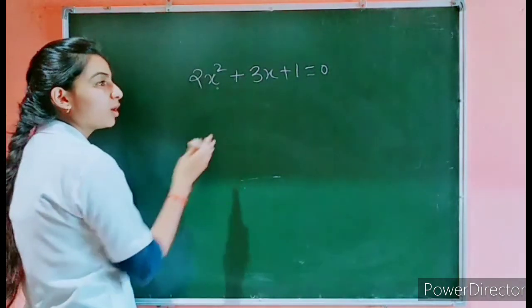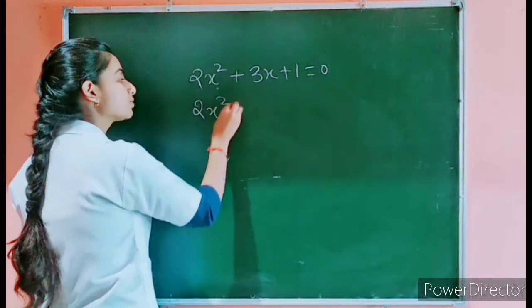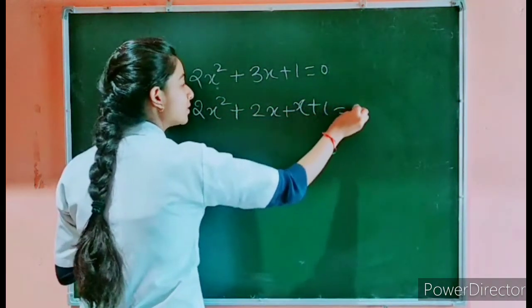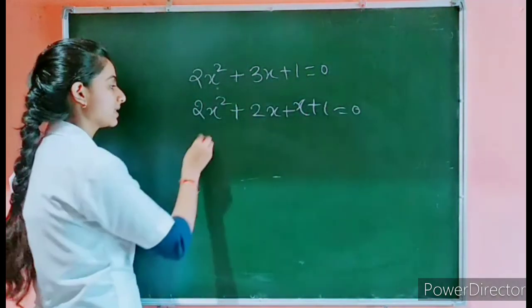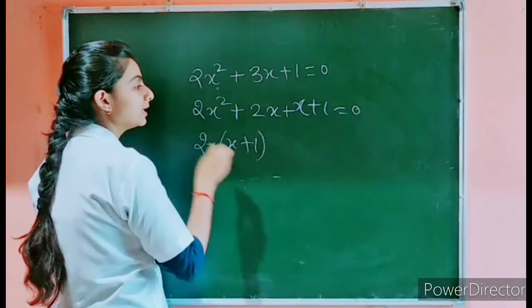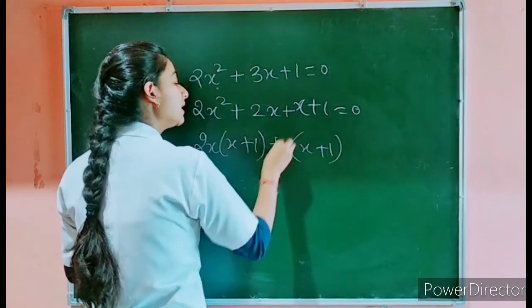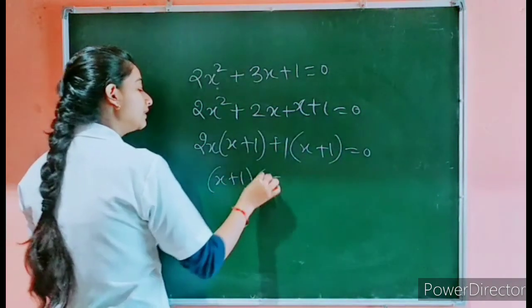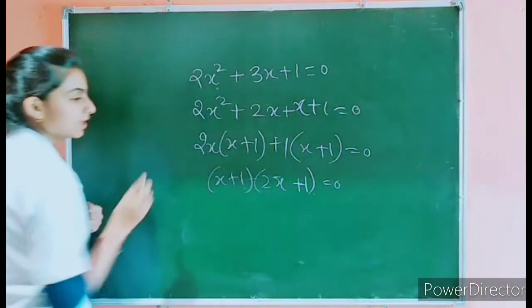Now, for this we will apply the factorization method. So, 2x square plus 2x plus x plus 1 is equal to 0. 3x we can write as 2x plus x. Now taking 2x common, x plus 1 will remain. Taking plus 1 as common, x plus 1 remains. Now x plus 1 and 2x plus 1 are the two factors which we got.